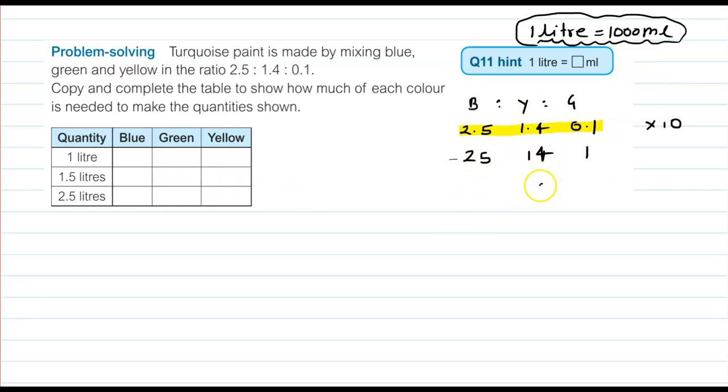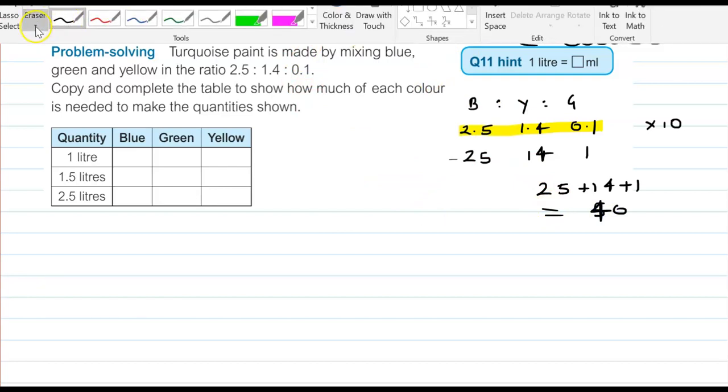Now you add 25 plus 14 plus 1, how much is it coming? 40. It is coming 50? 50? No, 40. So it is 40. So let me rub it. It is 40.